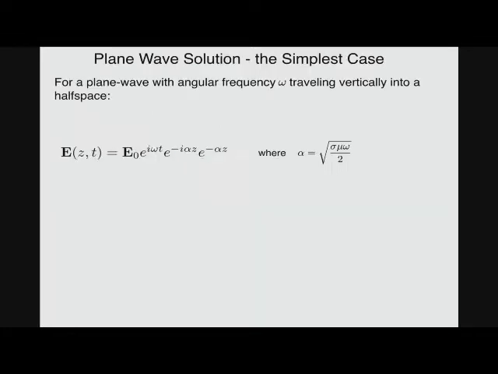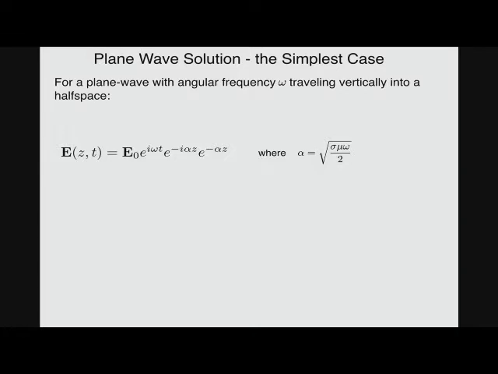Okay, so just a little bit more math here to help develop your intuition. If we take that equation and assume that the electromagnetic field is a plane wave, that's sort of the simplest case, a plane wave traveling vertically down into the Earth, the solution looks like this.